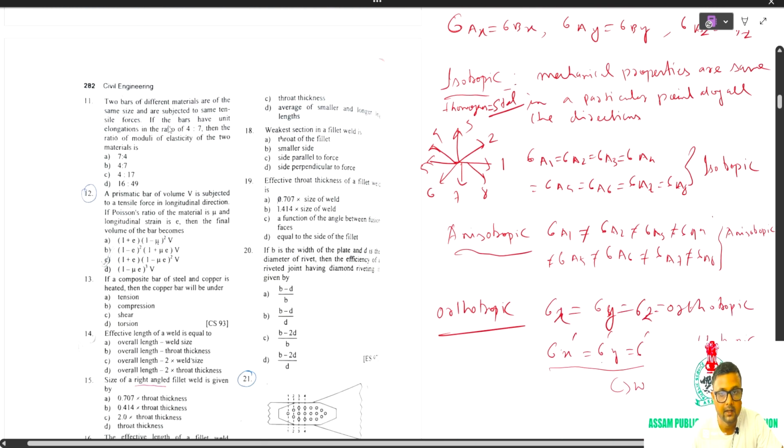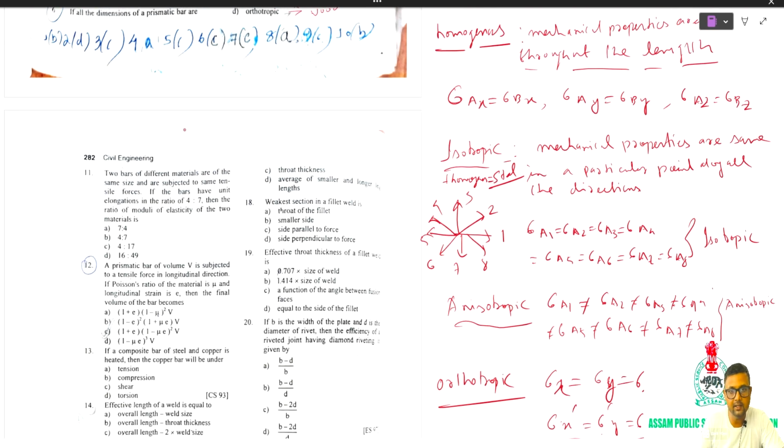The next question is: 2 bars of different materials are of the same size and subjected to the same tensile forces. If the bars have elongation in the ratio 4:7, then find the ratio of modulus of elasticity of the 2 materials. Now, what is the elongation formula? Same tensile force, the materials are different. That means E is different, P is the same, and same size means the same length, obviously.